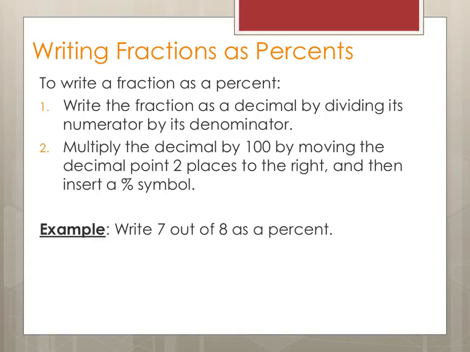So let's start with writing 7 out of 8 as a percent. 7 out of 8 as a fraction is going to look like 7 over 8. We need to express that as a decimal, so we'll do 7 divided by 8, and we get 0.875. Now, to convert that decimal to a percent, we need to move the decimal 2 places to the right, or multiply by 100, and we're left with 87.5%.